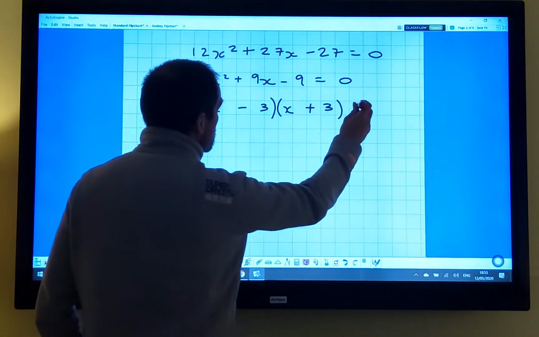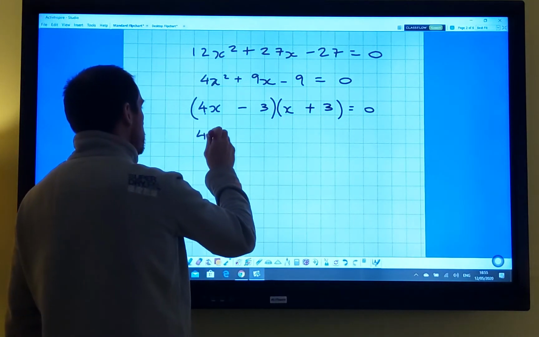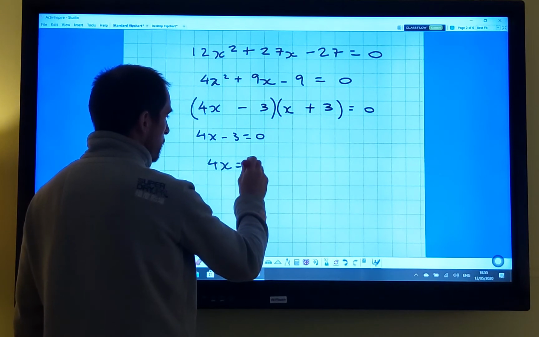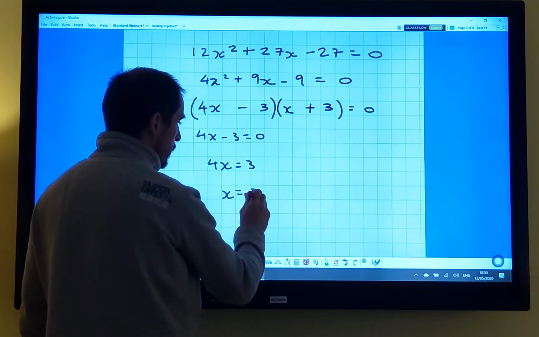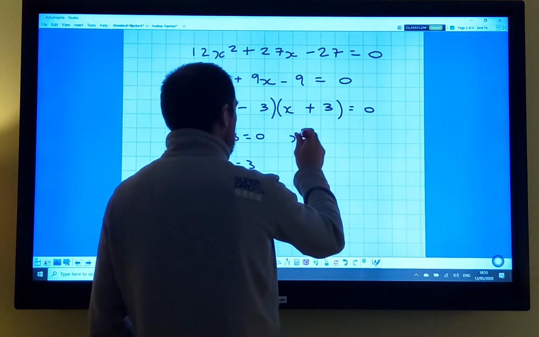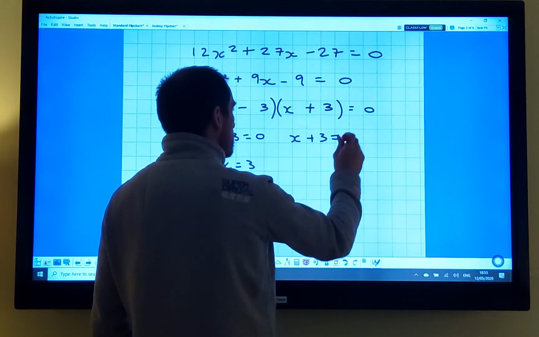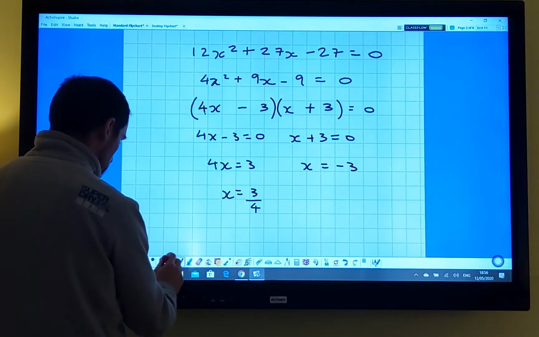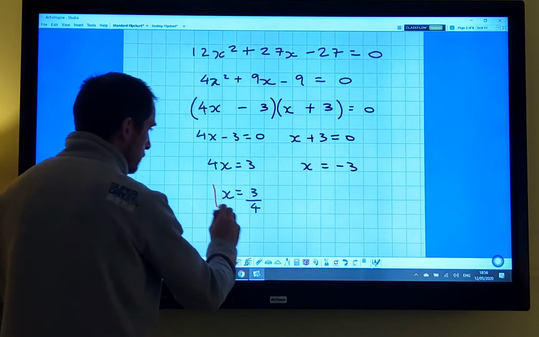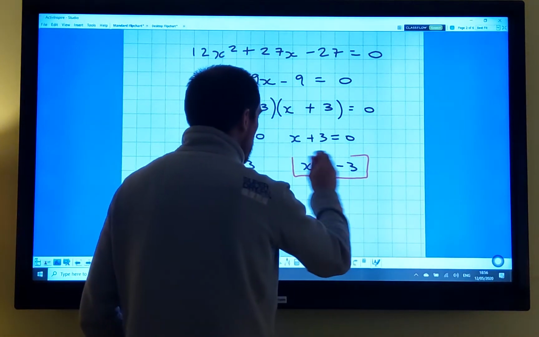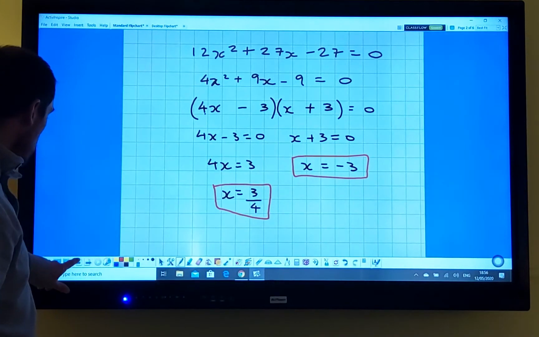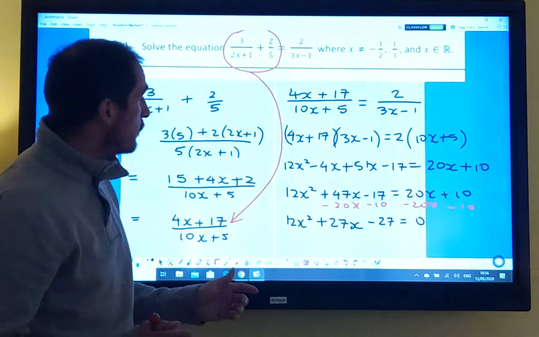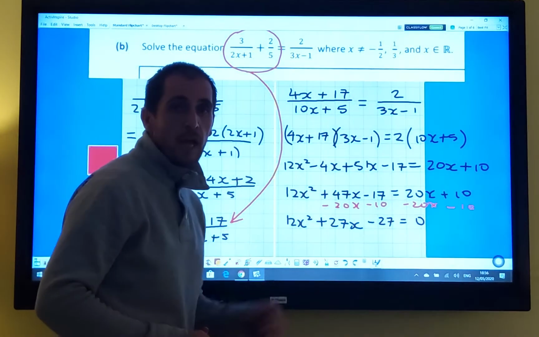So I can say 4x minus 3 equals 0, so 4x is equal to 3, so x is equal to 3 over 4. And x plus 3 is equal to 0, so x is equal to minus 3. And those are my solutions. There is a lot in that, but there's nothing difficult in it. It's just a matter of taking your time and working step by step.